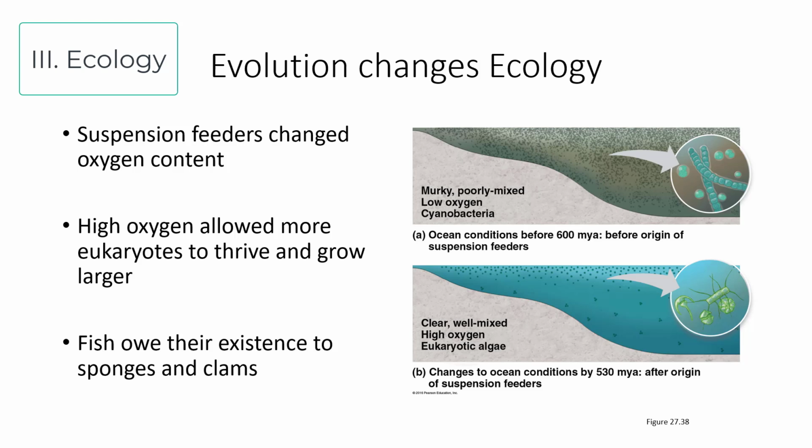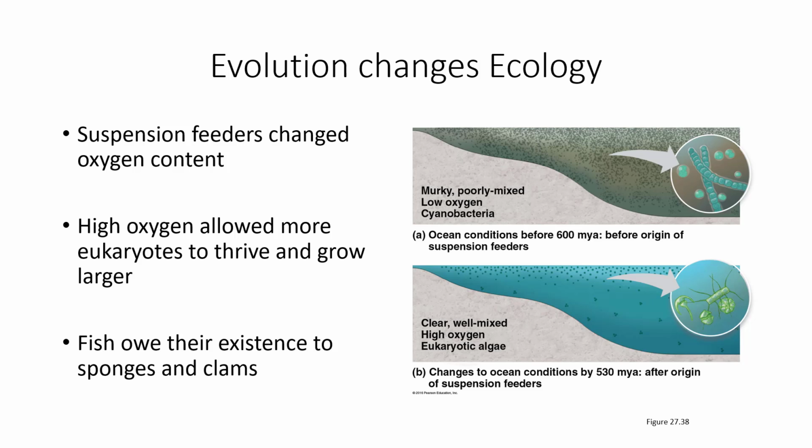Last, let's look at how evolution changes ecology. We talked earlier about the sponges and how sponges change the oceans. This was when you had suspension feeders, and these changed the oxygen content in the water by actually cleaning out a lot of the water. Before the origin of suspension feeders, you had this murky, poorly mixed, low oxygen water filled with cyanobacteria, or as suspension feeders call it, food. And when they cleaned that out, that allowed more oxygen, causing more eukaryotes to thrive and grow larger.